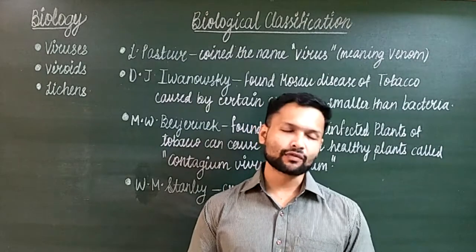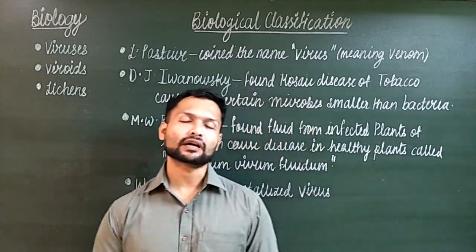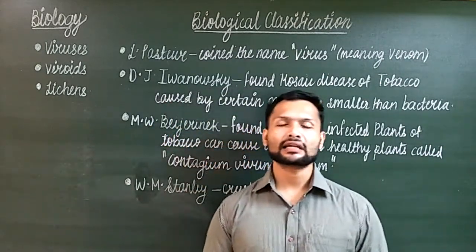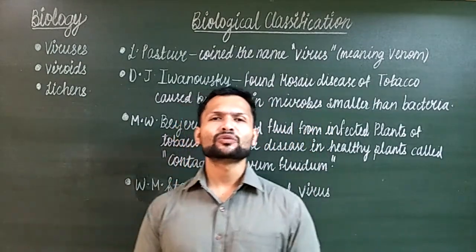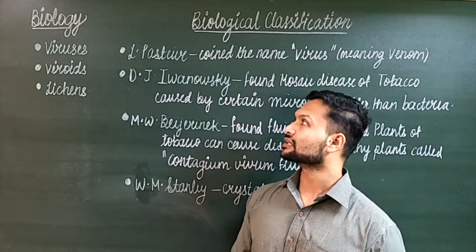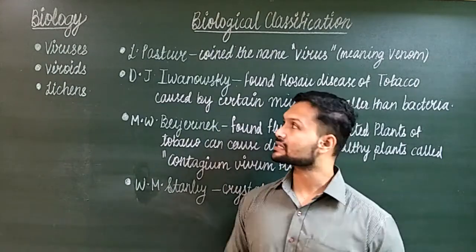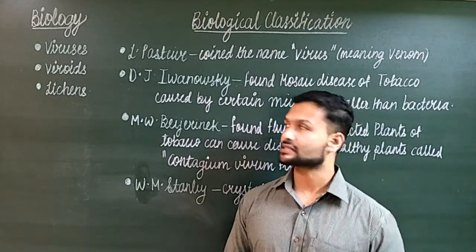Back with the last lecture of this topic, that is biological classification. So we have all completed till kingdom fungi, and now kingdom plantae and kingdom animalia will be seen in detail in the next chapters. So we'll end with this, the last section, that is the viruses, viroids and lichens.